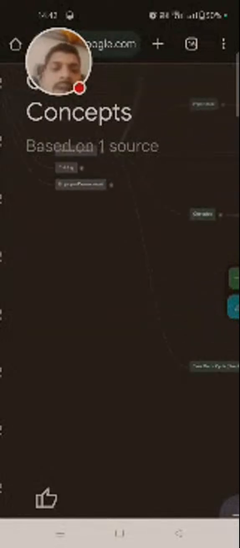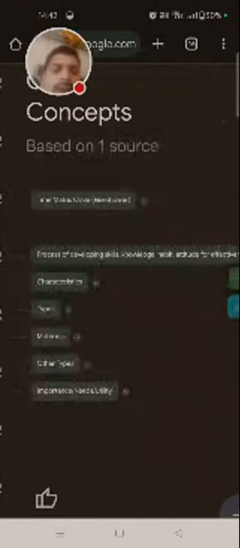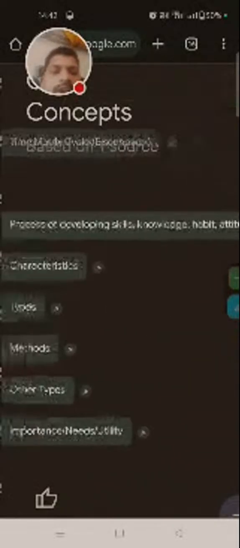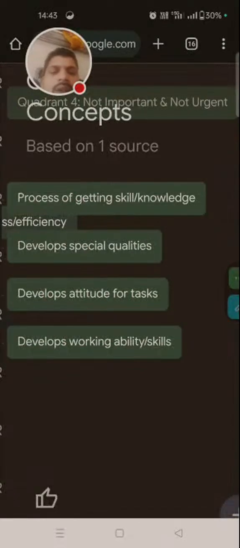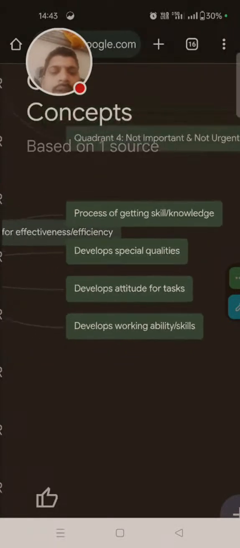Then comes training. What is training? The process of developing skill, knowledge, habit, and attitude for effectiveness and efficiency. Then the characteristics of training: the process of getting skill and knowledge, developing special qualities, developing attitude for the task, and developing working abilities.